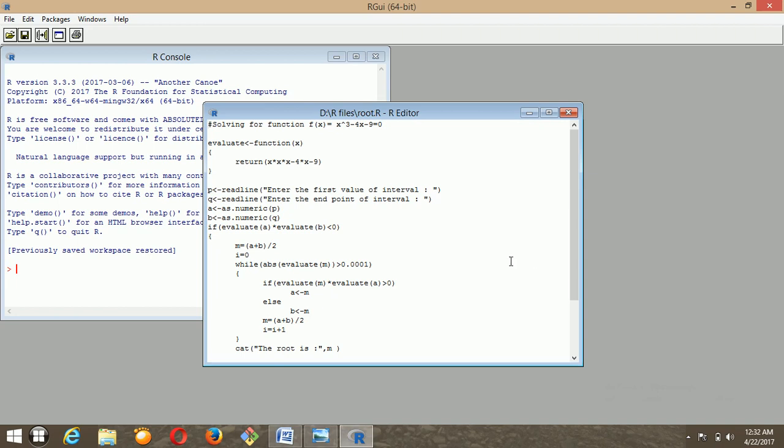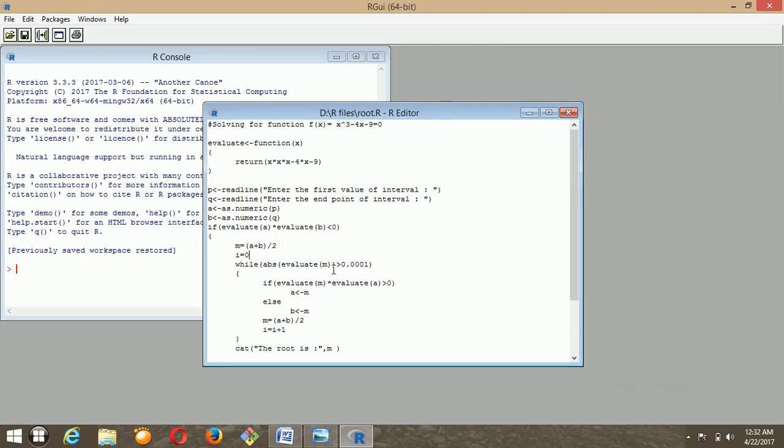Let us have the programmatical analysis for the bisection method. Here we are finding the root for the equation x cube minus 4x minus 9. Here is a function that will return the value of this function at a given point. At first, we are reading the interval values from the user, and as it was shown in the flowchart, this interval is bisected and checked for the root.